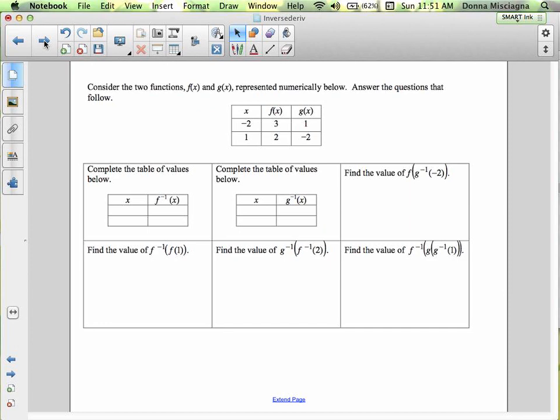So one thing that students have trouble with is remembering to switch the x and y. They get confused which value they're using. So if we want to find values for f inverse, the x values for f inverse are the y values for the function it's the inverse of. Right? So for f inverse, this is going to be the x and this is going to be the y. So if we plug in 3, we'll get negative 2. If we plug in 2, we'll get 1. All right, let's look at the next one.